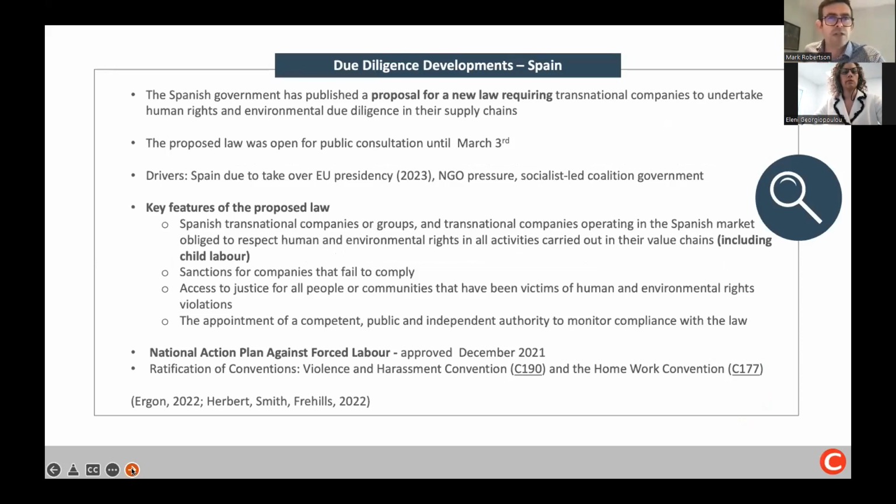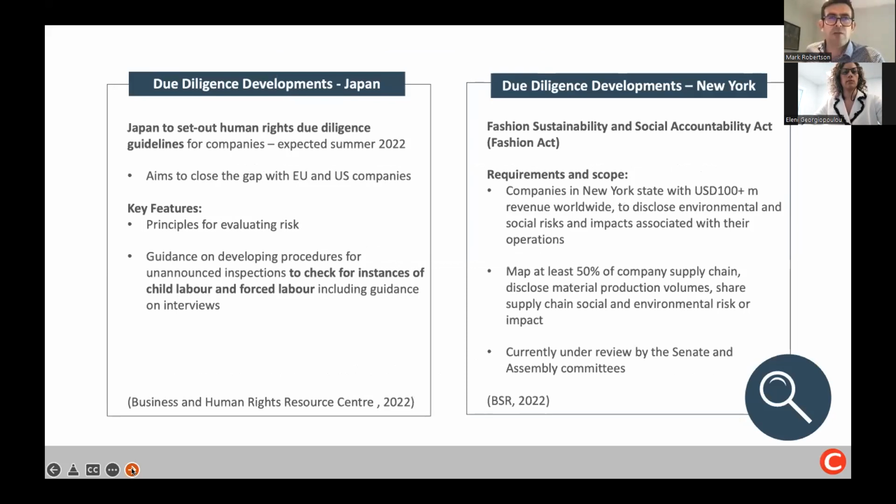I'm not going to go through these now in the interest of time, but these are just other ones that we've flagged, which you'll be able to see as part of the slides when we finish.